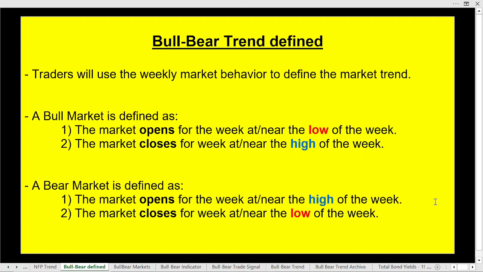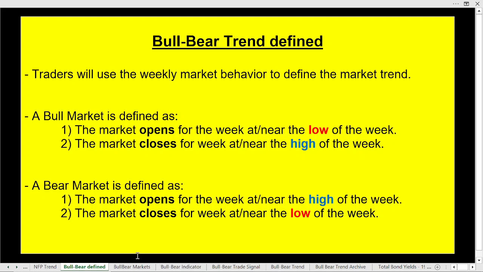Now, what it does is it uses the weekly market behavior to define the trend. A bull market is one that's trending higher, and that encompasses a market that opens at or near the low at the beginning of the week and closes for the week at or near the high. A bear market, one that's trending lower, opens at the high at the beginning of the week and closes at the low at the end of the week.